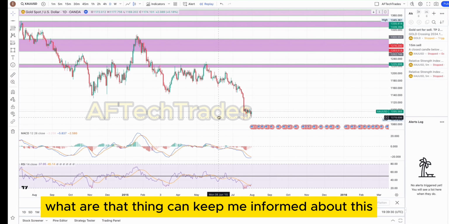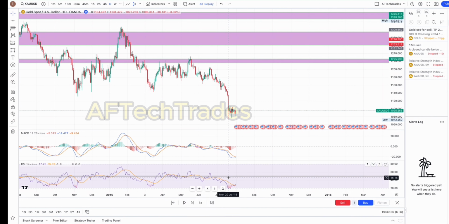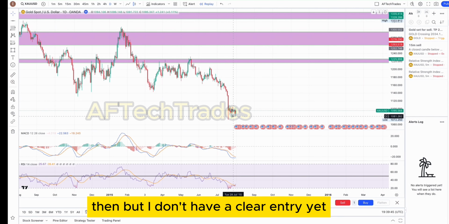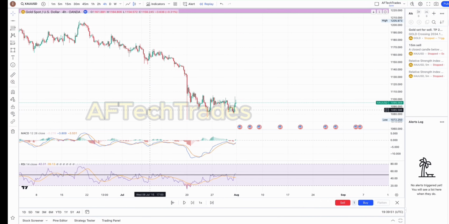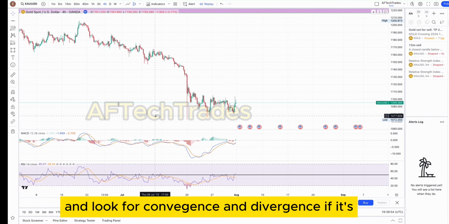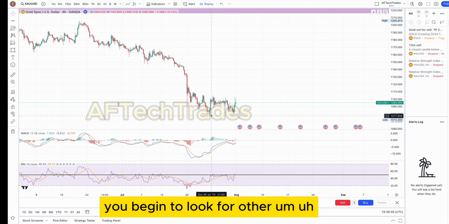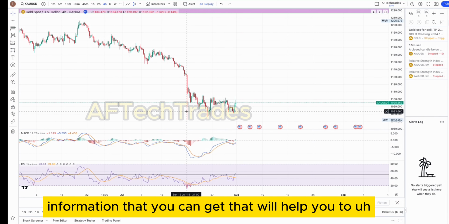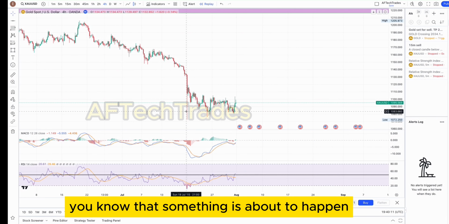What other thing can keep me informed about this? I will look from here. Okay, from here I have the RSI indication here, but I don't have a clear entry yet. Since I have RSI, I might decide to go to the 4 hours zone and look for convergence and divergence if it's available. Mind you, also at this point you begin to look for other candlestick patterns, whatever information that will clearly let you know that something is about to happen.